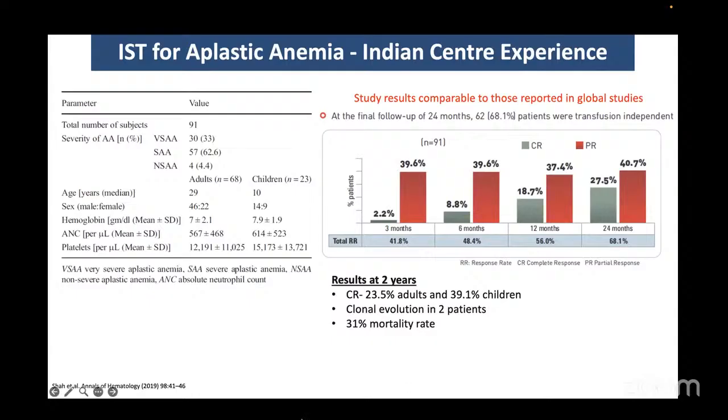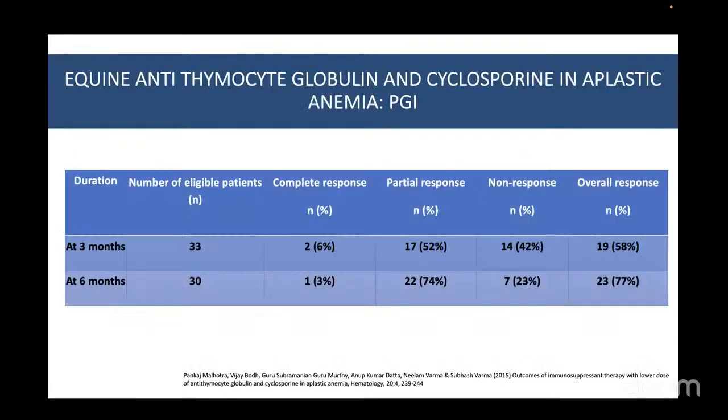So we can see that at 2 years, at the final follow-up of 24 months, 62, that is 68%, nearly 70% of the patients were transfusion independent, which is very good. Clonal evolution was found only in two patients, and they had a mortality rate of 31%. But I would say in absence of transplant and without Thymogam, these patients would have had a much different picture. So the 68% success rate is soothing in this regard.